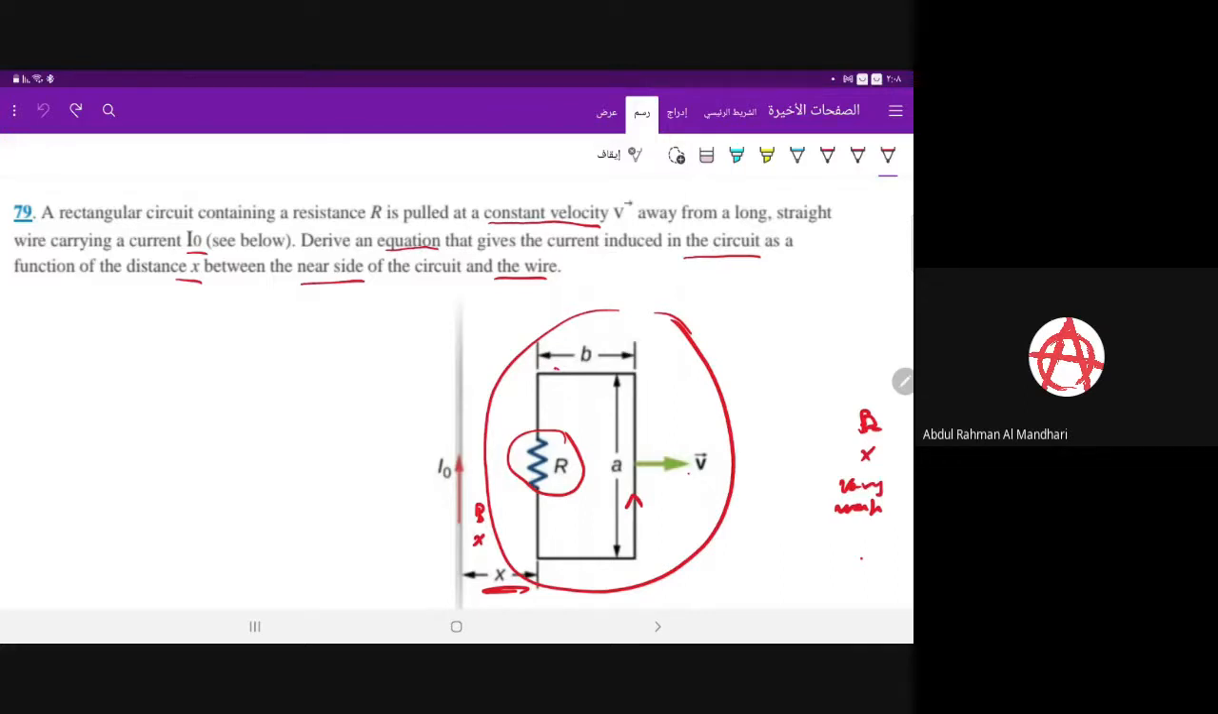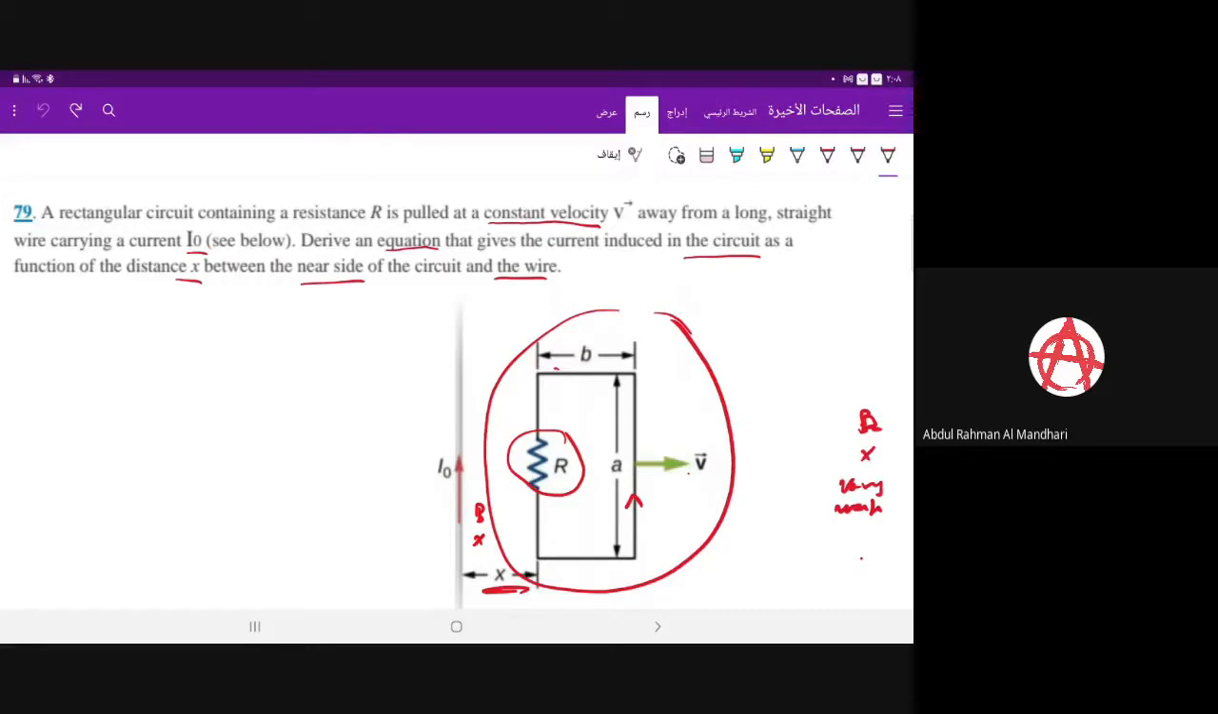Because we are moving from a stronger magnetic field to a weaker magnetic field, that means the magnetic field is changing. If the magnetic field is changing, then delta phi is changing. So we have an induced epsilon, and because we have an induced epsilon, that means we have an induced current. So this is the story behind this one.